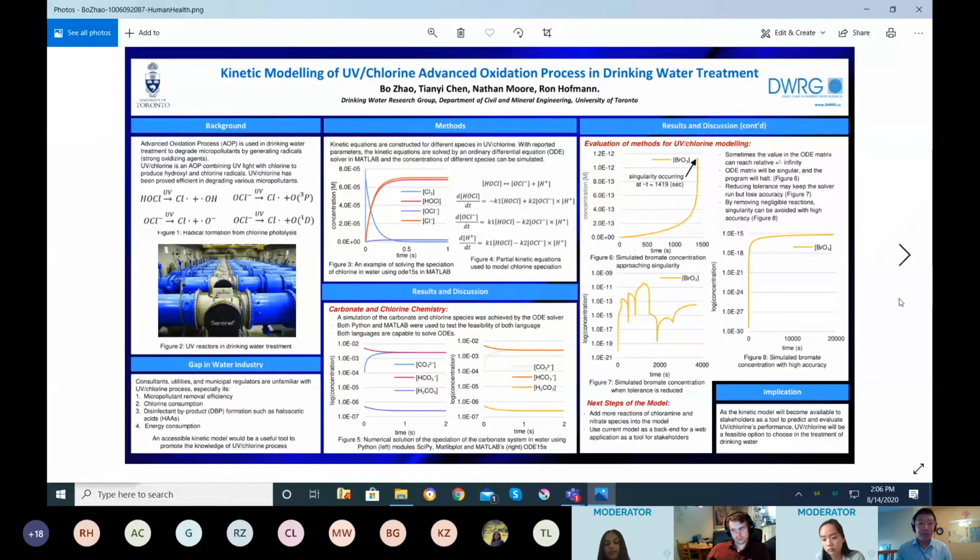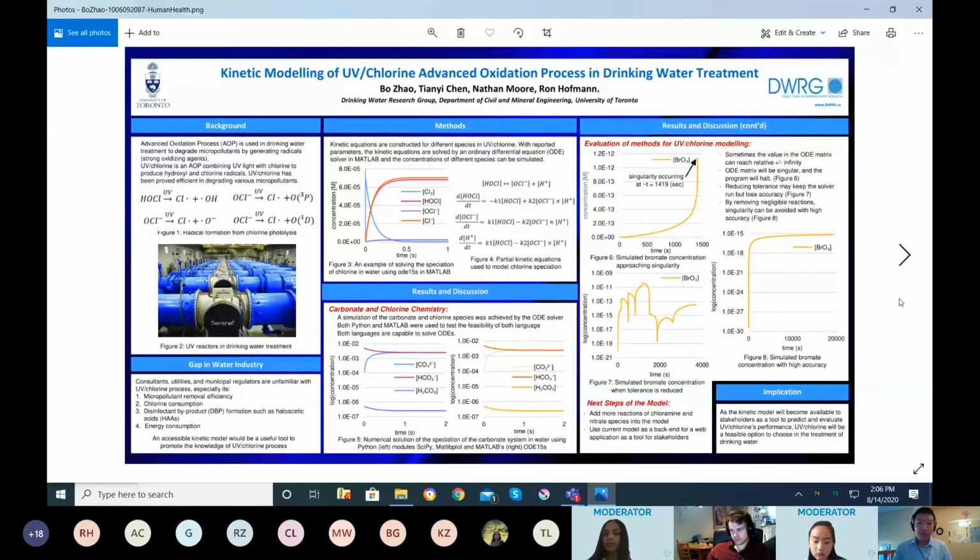So, thus, to help bridge that gap of knowledge between the stakeholders within the water industry and the academic world who knows about the advanced oxidation process, we want to build a kinetic model that can help expose how efficient this process is at purifying drinking water.